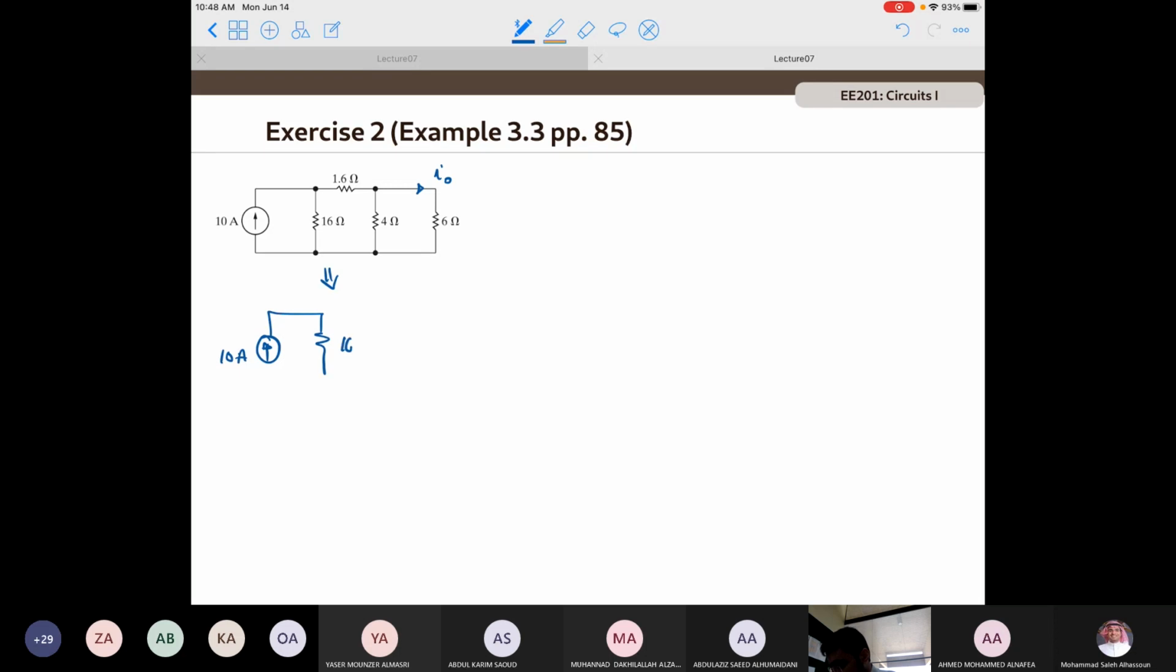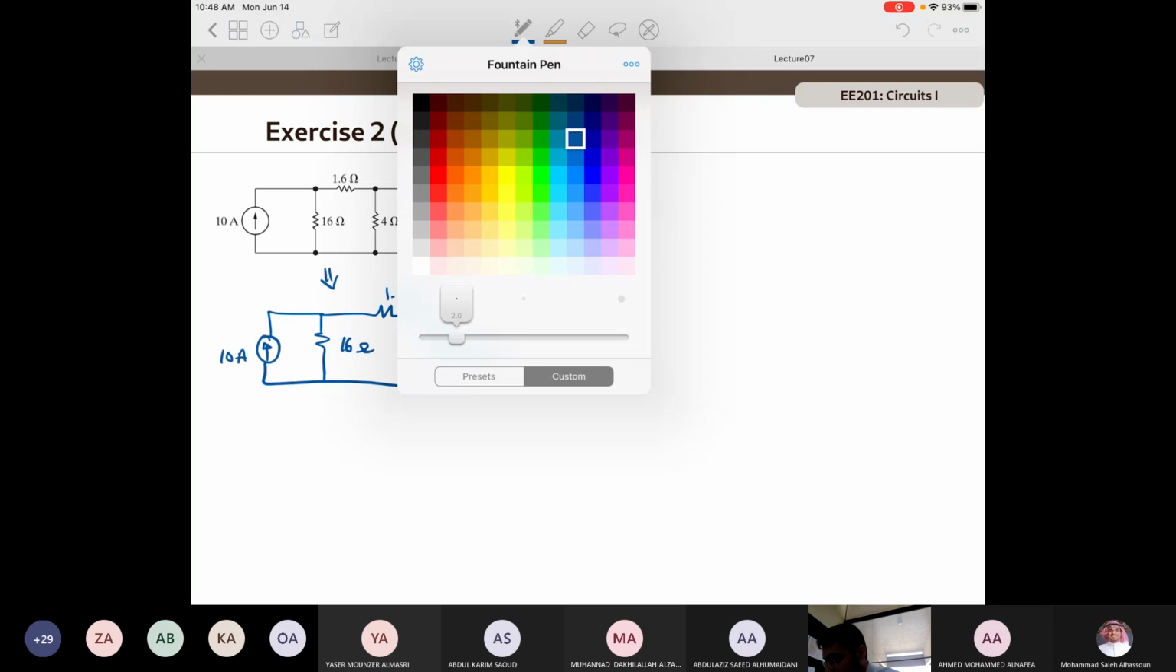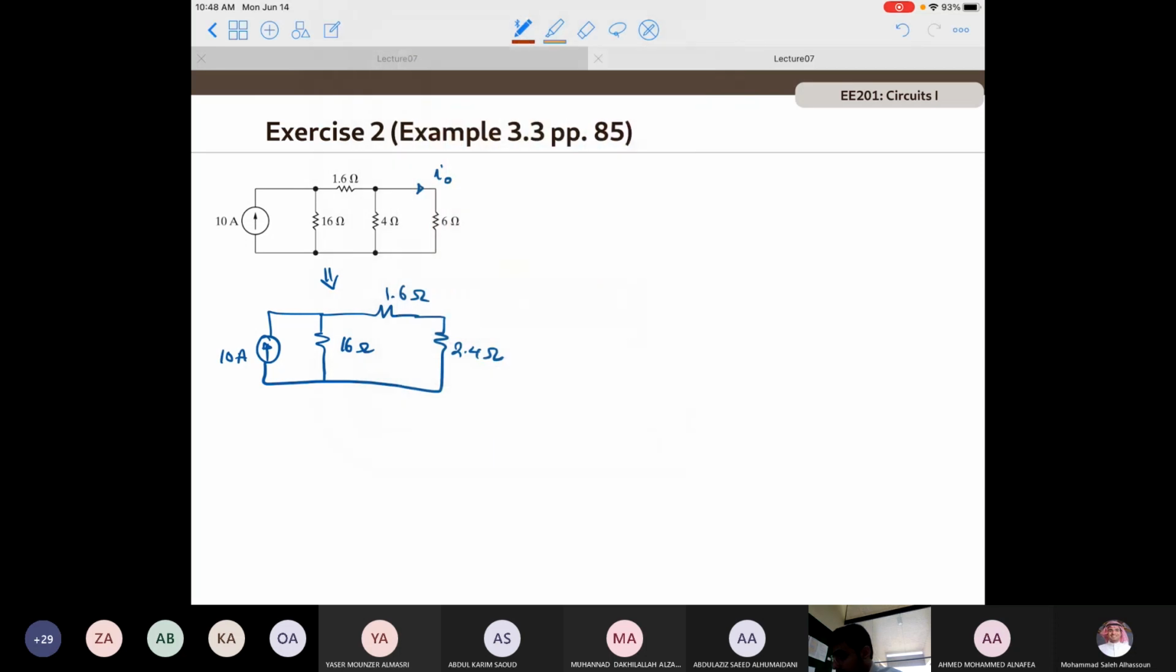So following the suggestion that Yasser mentioned, I have 1.6 ohm, then I combined 4 and 6. So the equivalent resistance is 2.4. And here, now I lost the current I naught, but I will keep it in mind. So now what should I do?